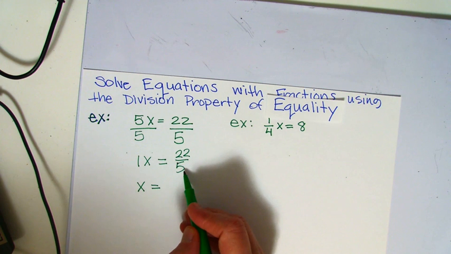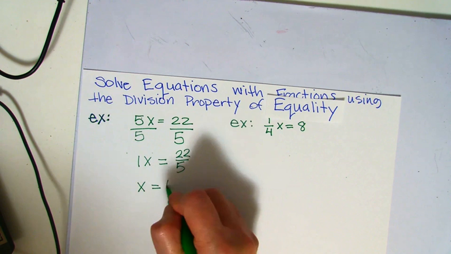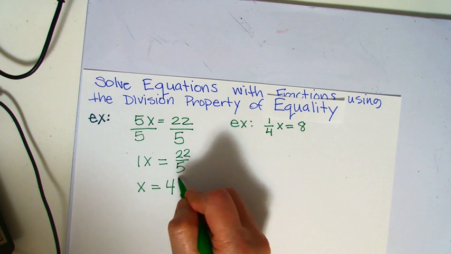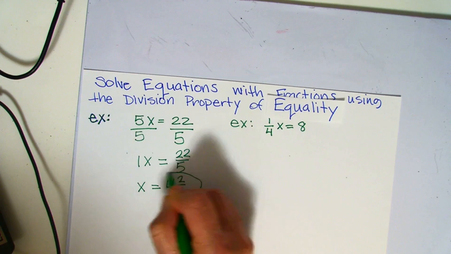22/5 is an improper fraction, and to finish this problem, you would normally convert this to a mixed number. 5 goes into 22 4 times, with 2 left over. So 4 2/5 would be your answer.